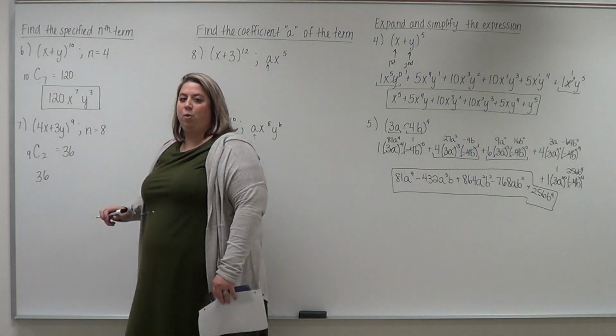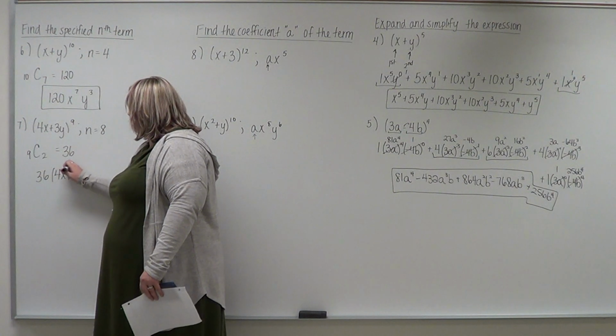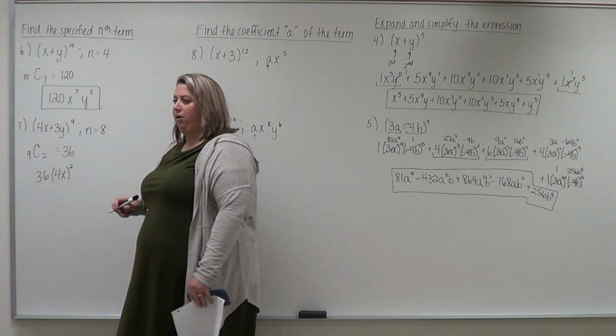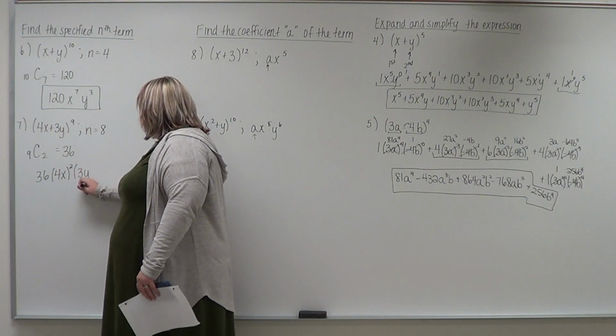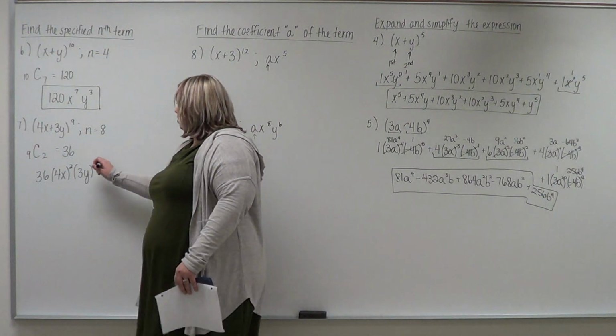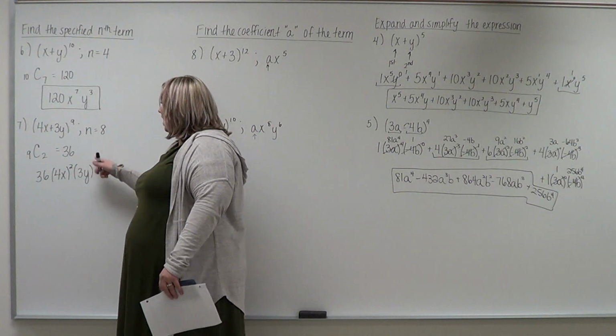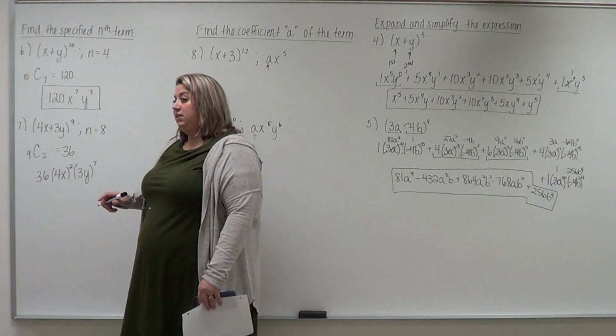Then my first term. Well, my first term is 4x. We're going to put that in parentheses because remember, both have to go to the power. Those are going to the 2nd power. And then my second term is 3y. Okay, it's going to have to go to the 7th power because our exponents have to add together to get that highest exponent. Okay, and then I need to simplify this out.